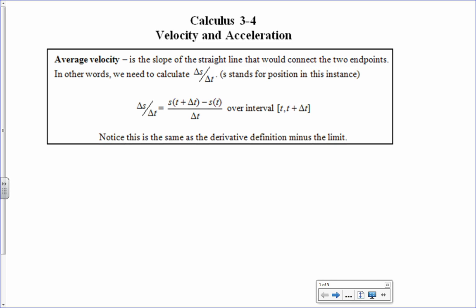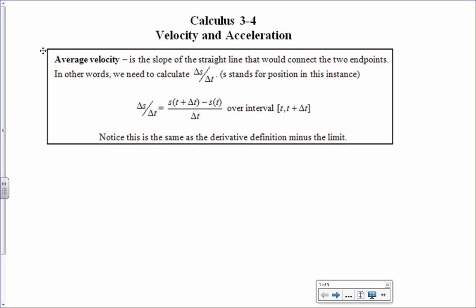Velocity, the first thing you need to know is velocity is the change in position with respect to time. Okay, that's what velocity is. So how does my position change as time changes? So if I wanted to find the average velocity of some object somewhere, I'm just going to find the slope between the two endpoints. This is something we've already done. This is what we did when we did average rate of change, because velocity is a rate of change.